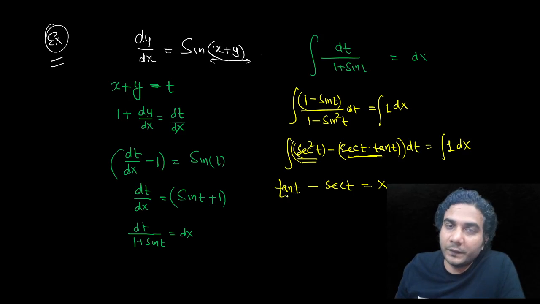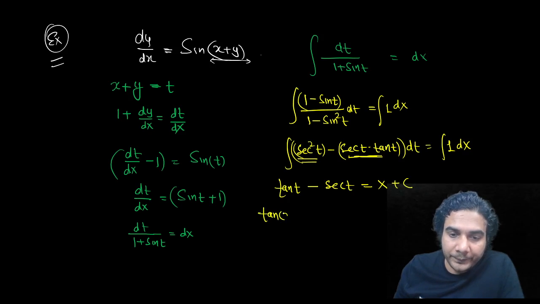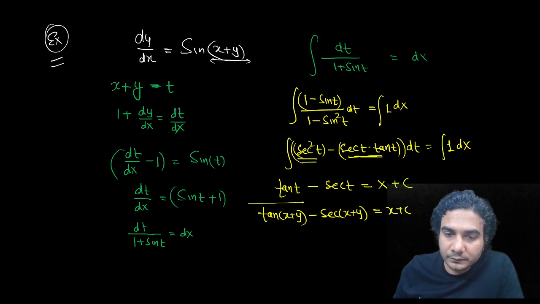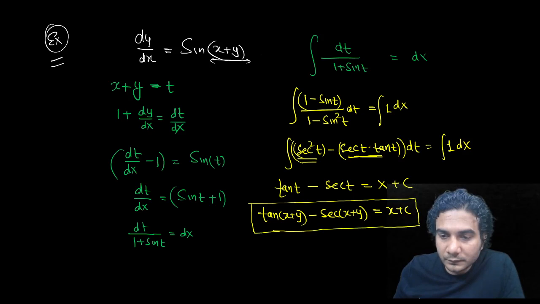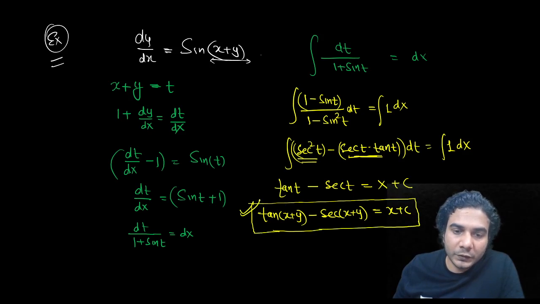Now you can put the value of t. Alright, so if you put the value of t, it is going to be plus an integrating constant also. So now you can put the value of t, and that is x plus y, so that is tan of x plus y minus sec of x plus y is equal to x plus c. So this is the answer, okay? So I hope this is clear.